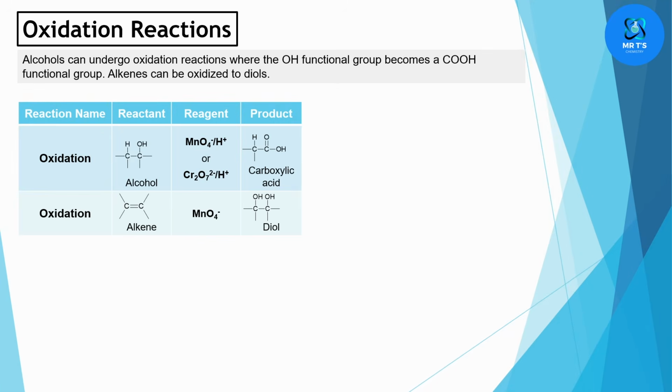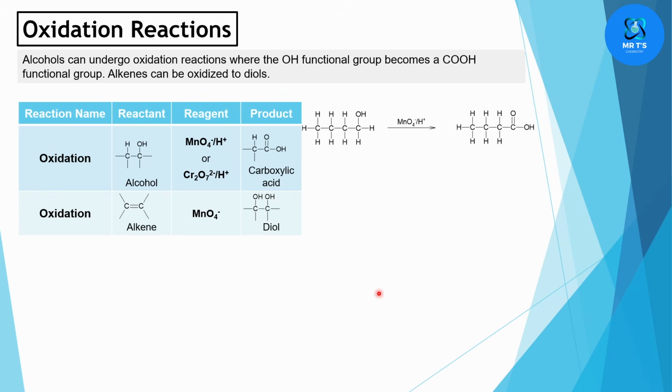Okay, so in level 2, there are two types of oxidation reaction we need to be aware of. The OH functional group in alcohols can be oxidized to a carboxylic acid functional group, or a COOH functional group, and alkenes can be oxidized to diols. Diols are when we have two OH functional groups attached to one molecule. Let's have a look at these examples here.